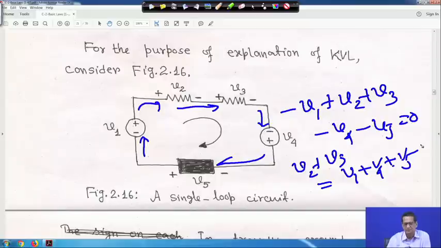Because we have marked polarity, if you are moving clockwise, see which polarity you encounter first. So, minus V1, here it is plus V2, encountering plus V3, minus V4, then minus V5 is equal to 0.